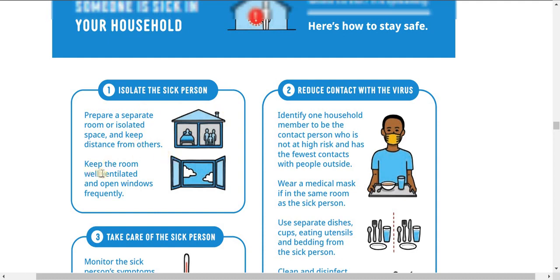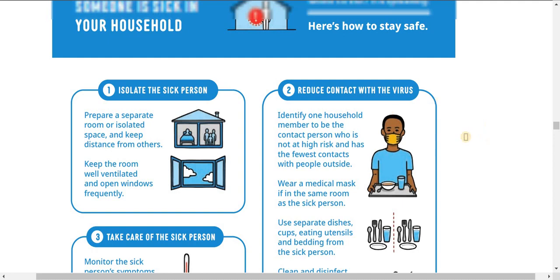Second one, keep the room well ventilated. So don't close the windows. We should keep the windows open because sufficient oxygen is necessary for those sick people. So we should keep the room well ventilated and open the windows frequently.